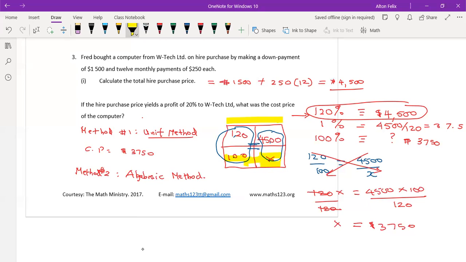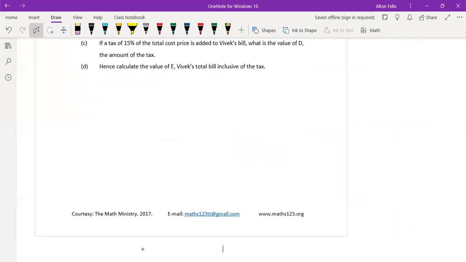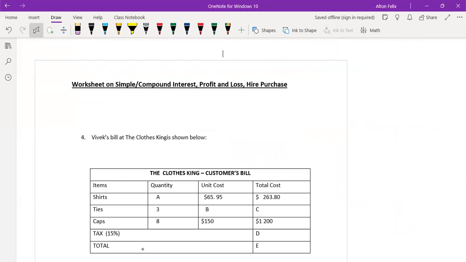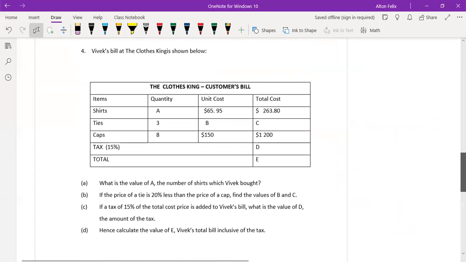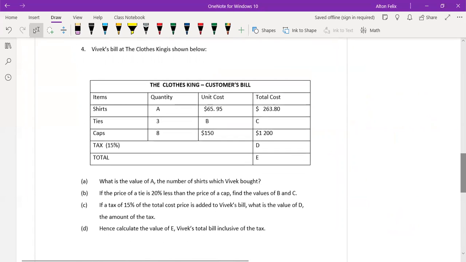So we figure out that sum there already, cost price. Right, is there more to it, or do we go to question number 4 now? Right, so we have one last question here. All right, and let's see how that works. So you have a bill, a customer's bill. Let's see if it makes sense of it.